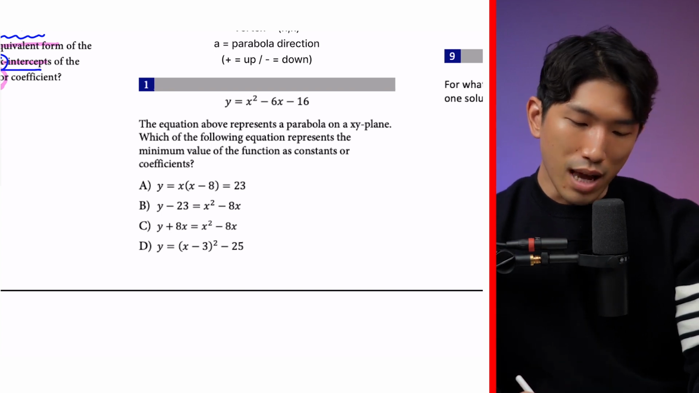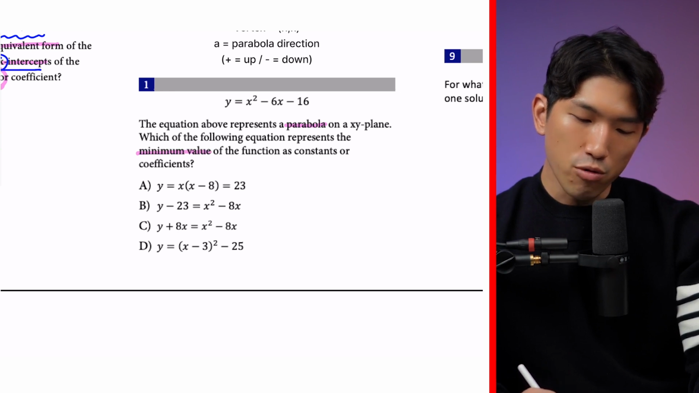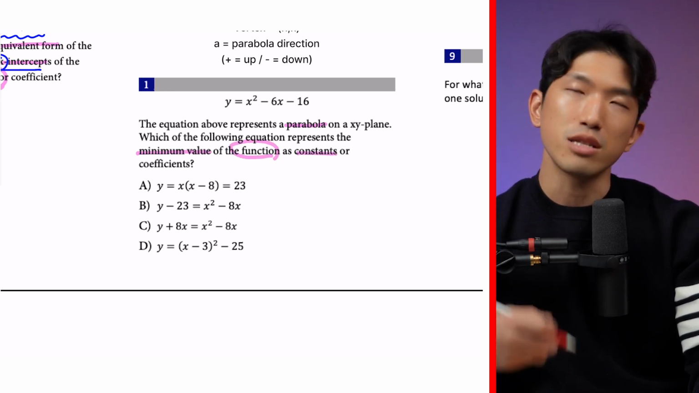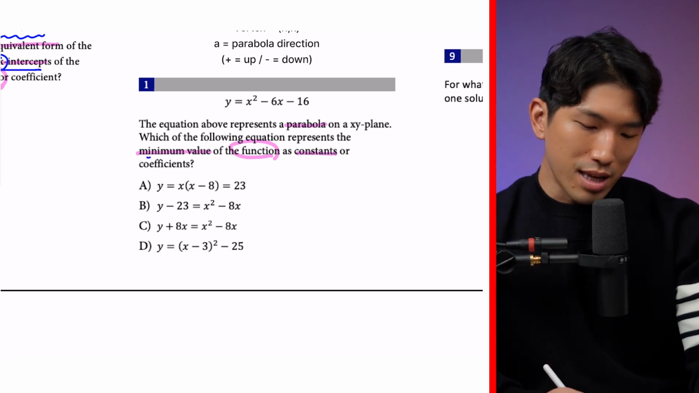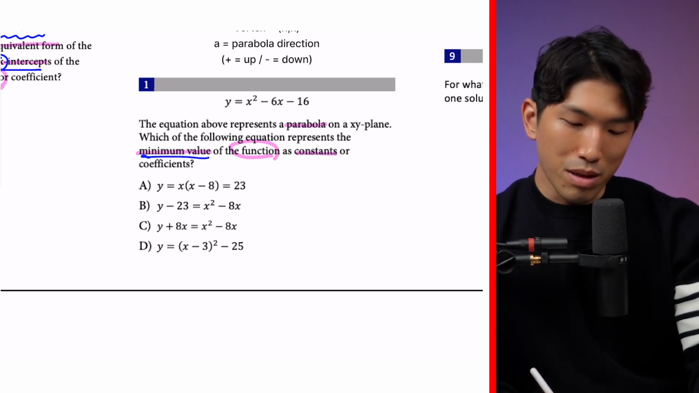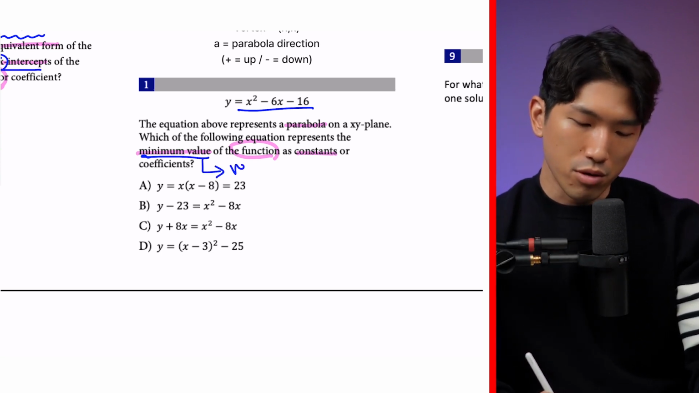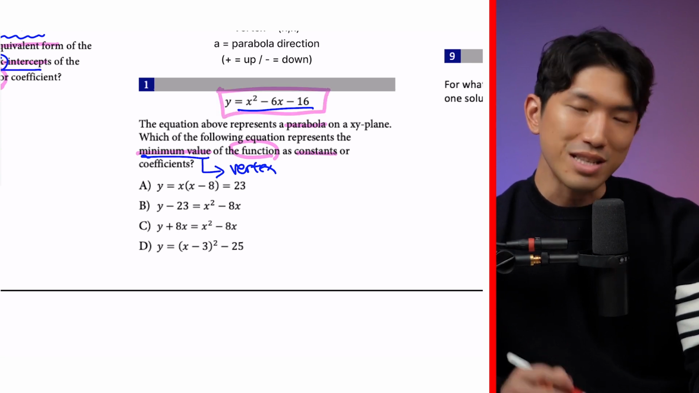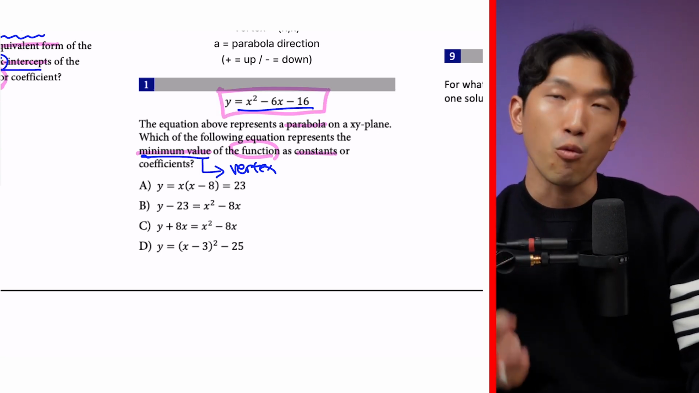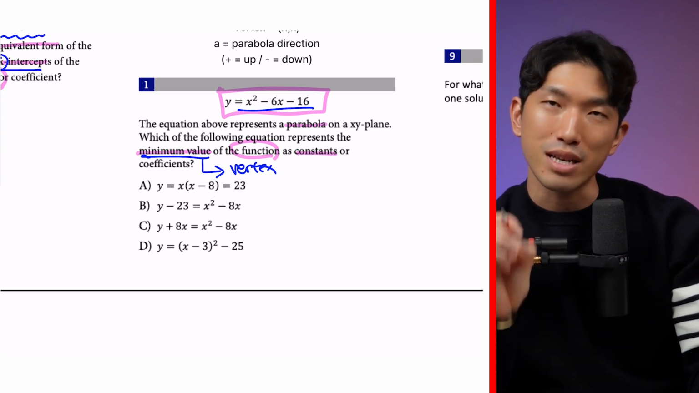Well, what if the question asks you for something like this? The equation above represents a parabola on the xy plane. Which of the following equations represents the minimum value of the function as constants or coefficients? So instead of x-intercepts, we now have to represent the minimum value of the function, minimum value of the parabola as constants. In this case, minimum value is going to be our vertex. So what they want us to do here is for us to restructure this equation, rewrite this equation so that when we look at the equation itself, we know exactly where the vertex is located.